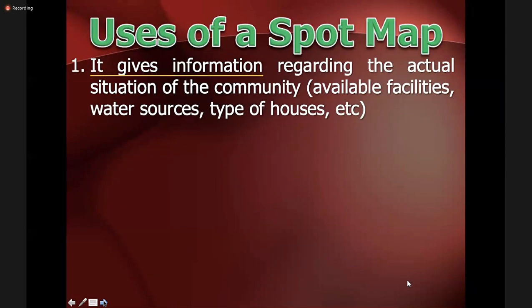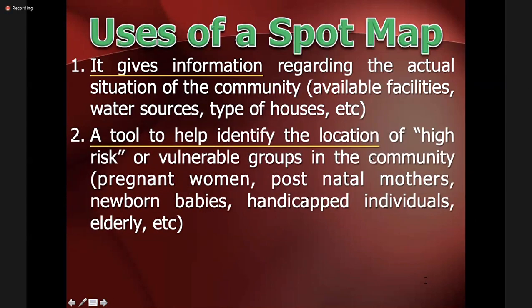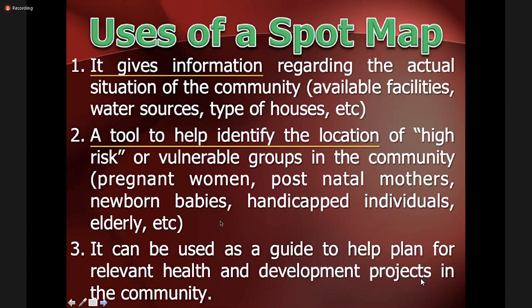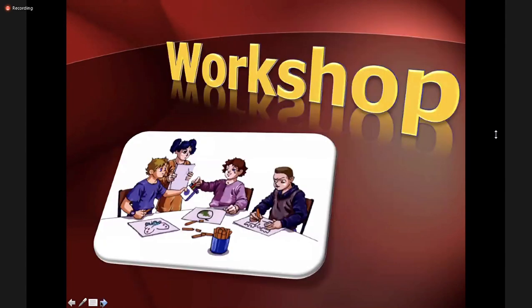So maraming uses yung spot map, no? It gives information regarding the actual situation of the community, available facilities, water sources, type of houses, and also a tool to help identify the location of high risk or vulnerable groups in the community, such as pregnant women, postnatal mothers, newborn babies, handicapped individuals, elderly, etc. Okay. It can also be used as a guide to help plan for relevant health and development projects in the community. So magagamit namin yung spot map nyo, hindi lang for PCM1, pero babalikan namin siya for other sources.